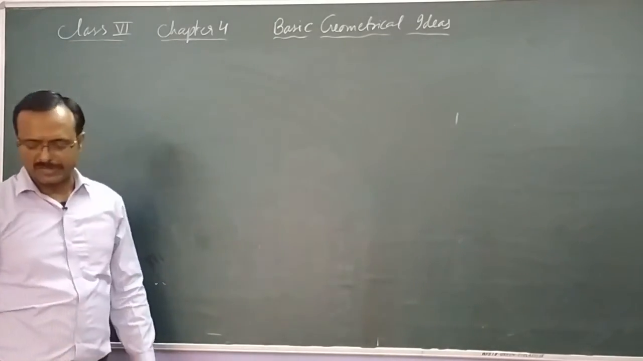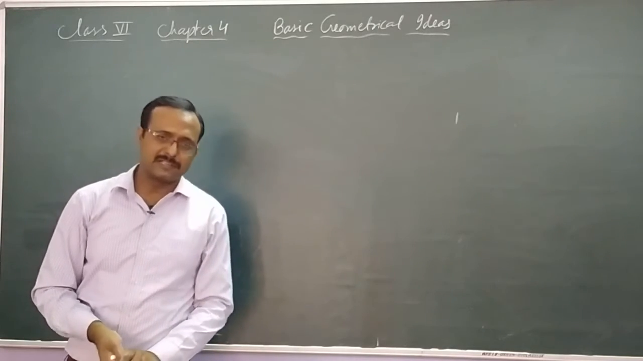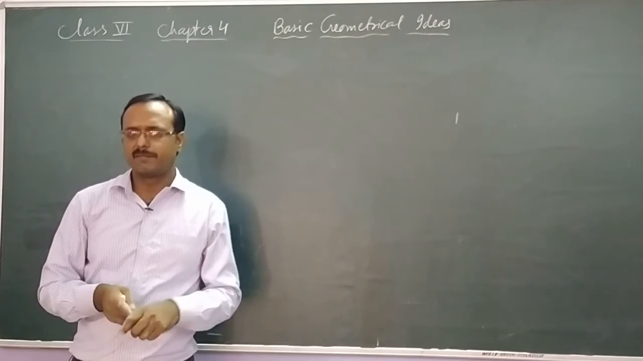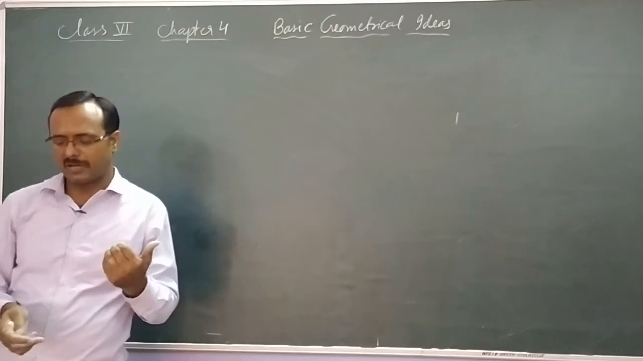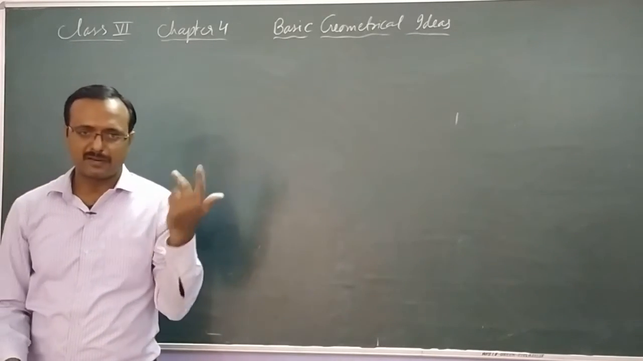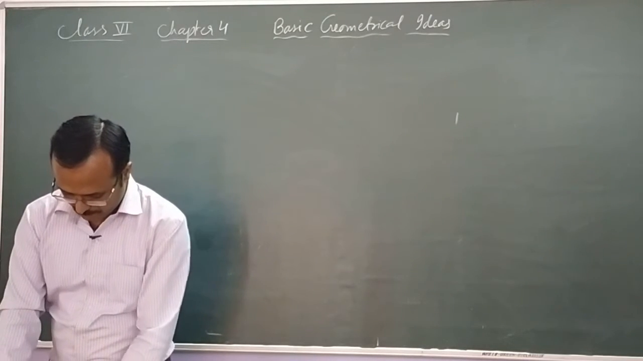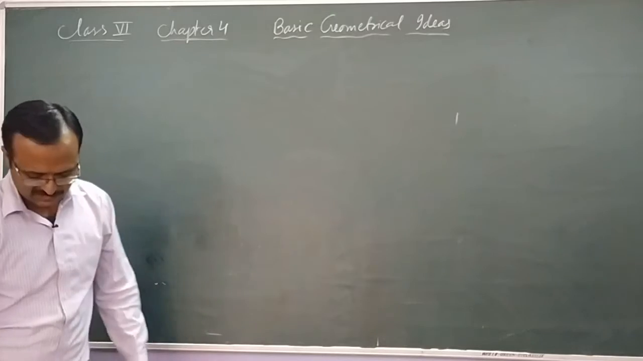Or you can also say that it is the polygon which has the minimum number of sides. Below this there is no other polygon which can be made, you cannot make a polygon with two sides. Now the next point is quadrilaterals.